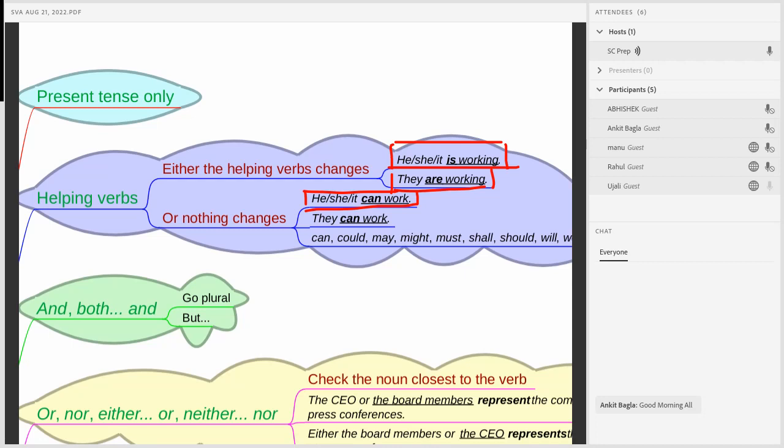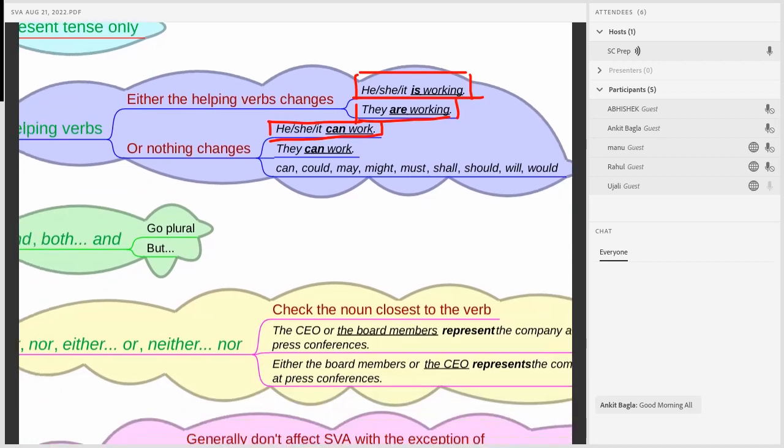This also applies to a few other verbs like could, should, would, may, might, will, shall, right? So these are the verbs that you can see in this list at the bottom. All right, so that is pretty straightforward. Let's summarize that. If you see a helping verb, then either the helping verb is going to change or nothing is going to change, irrespective of your subject.